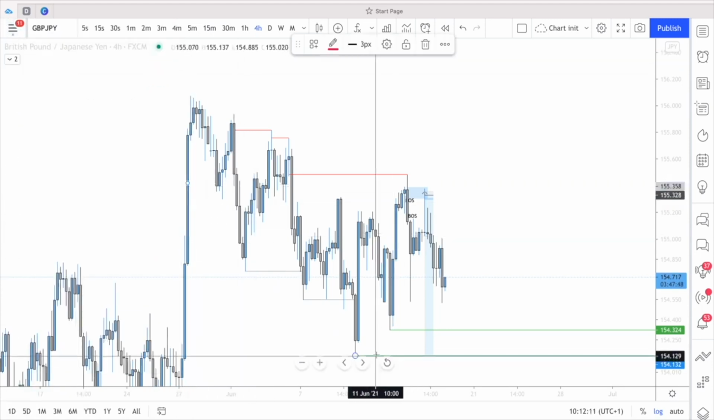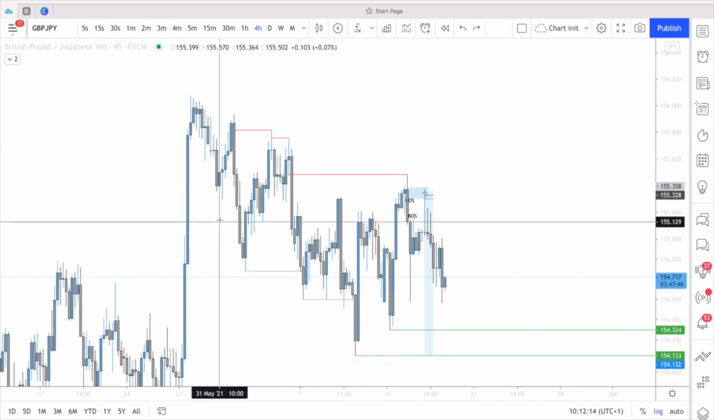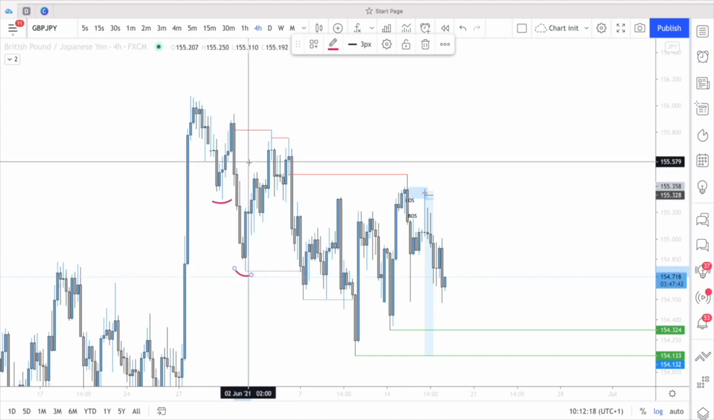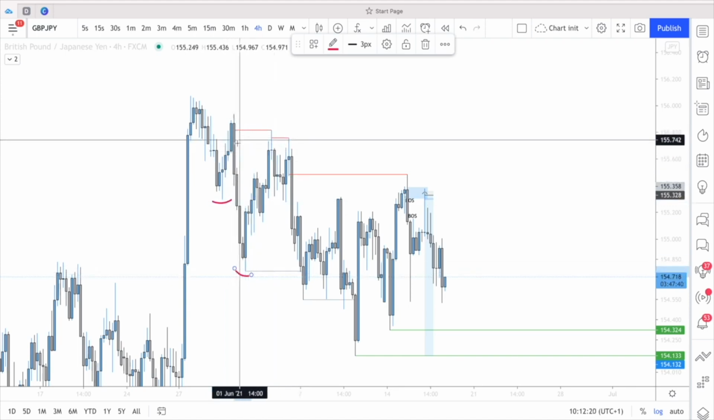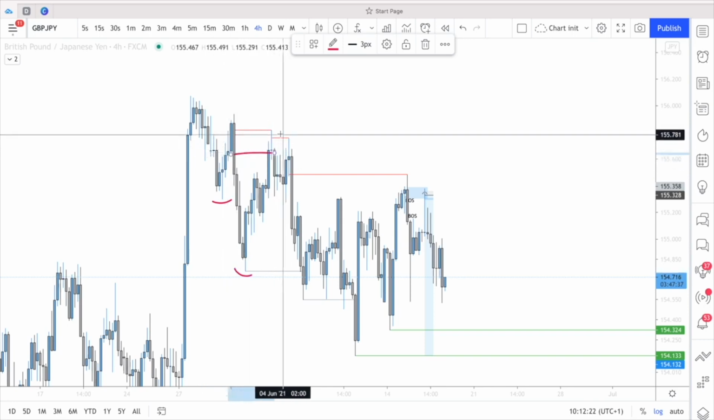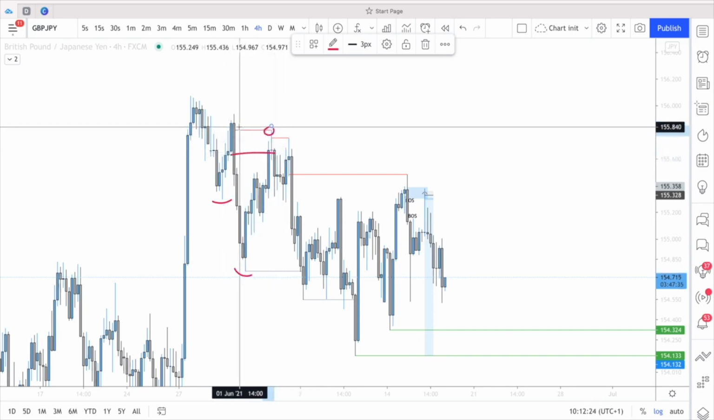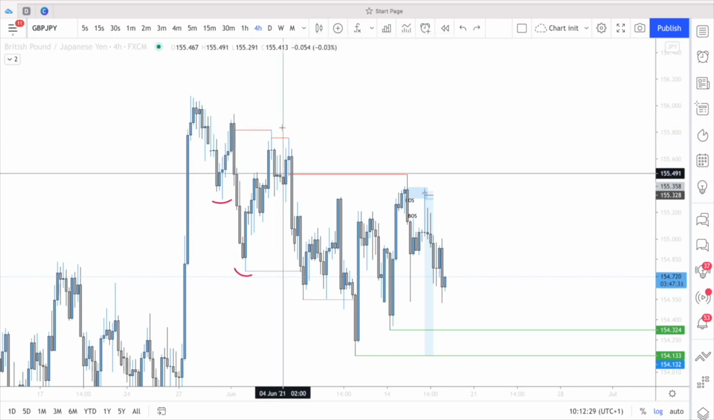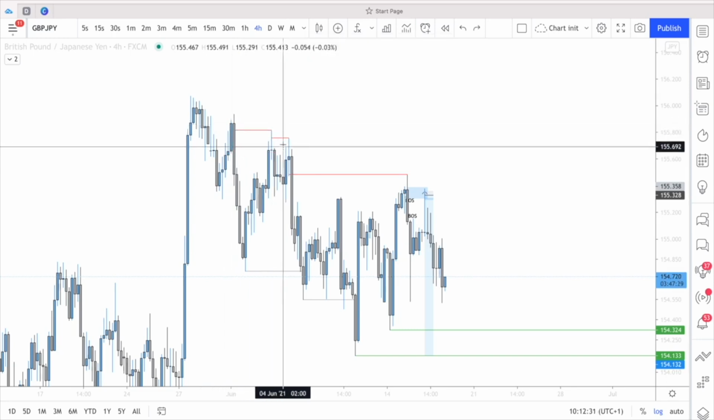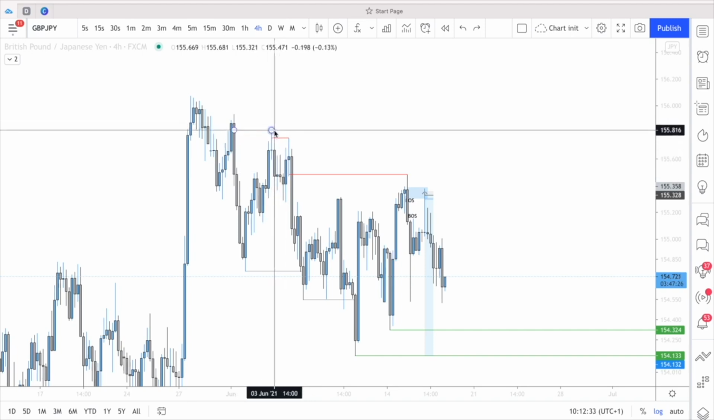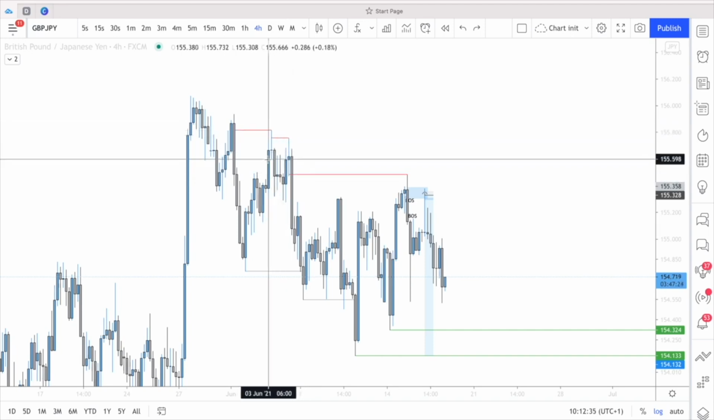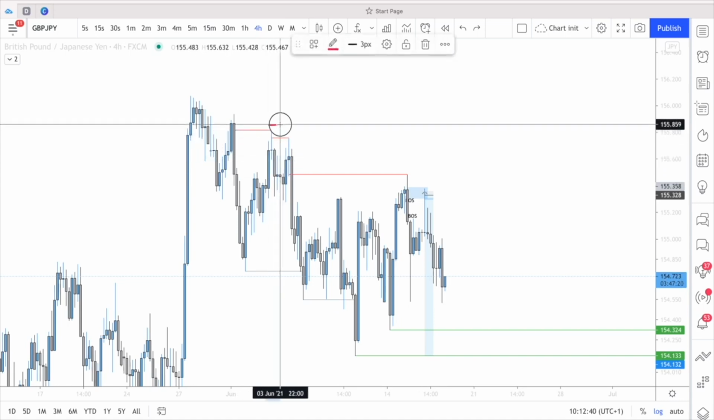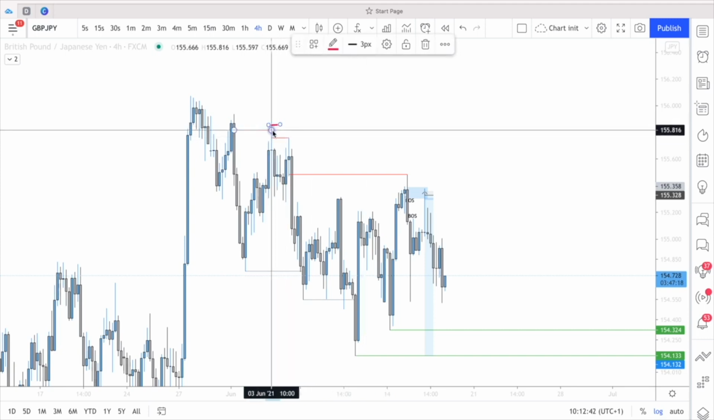Now, what we can safely see in this situation is obviously we've got a breaker structure. Okay, breaker structure. Here, we can take a trade off this. Now, this mitigated the OB. So the last point of mitigation was that wick there. If we're going to trade off this OB, say we refine this, our point of validation is just going to be above that last mitigation.